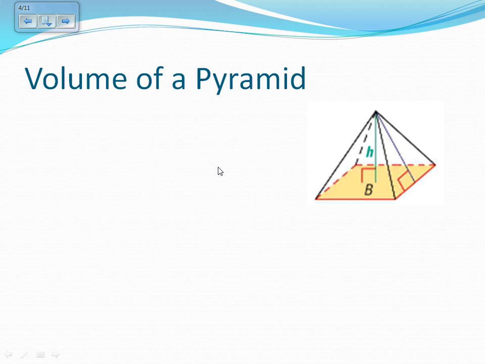So the pyramid is bigger than or smaller than the cube? Smaller. How much smaller? 3 times smaller. So how would I write that as a fraction? 1/3 of base times height. The volume of a pyramid.